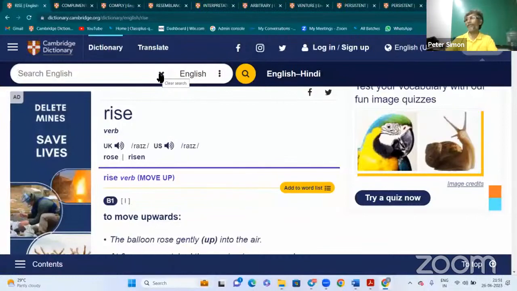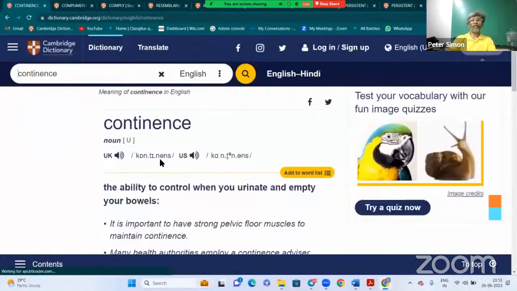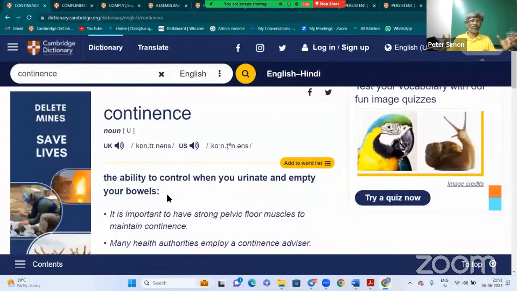So for example, let us take the word incontinence or continence. Continence: the ability to control when you urinate and empty your bowels. In the majority of individuals, continence is there. But some people cannot have this continence, the ability to control when you urinate and empty your bowels. They cannot control. They have a problem. That's why small children urinate in the bed itself. So incontinence, we call it. That is the opposite of this one.